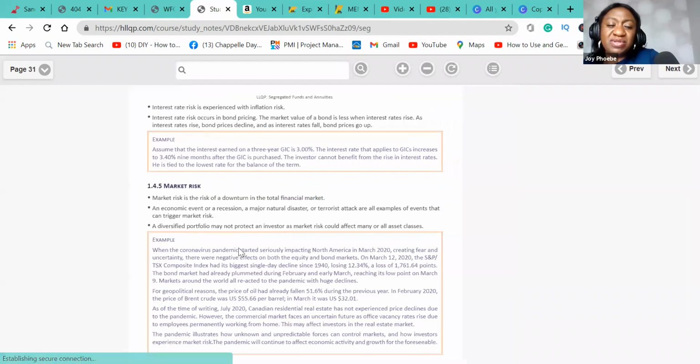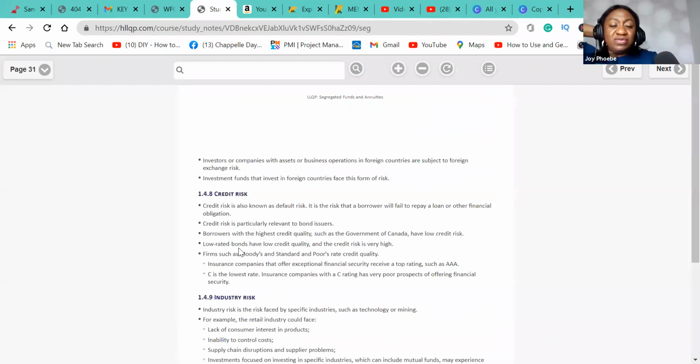Okay. Of course, credit risk. Credit risk is also known as default risk. This one is very common with bonds, right? This is the risk that a borrower will fail to repay their loan. So when a borrower fails or is unable to meet their financial obligations, that's credit risk, right?